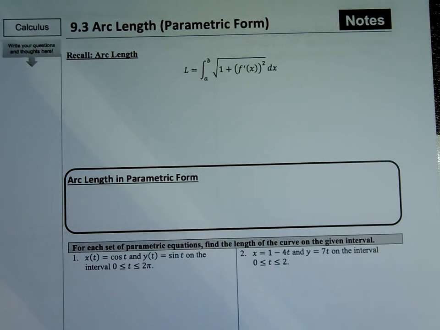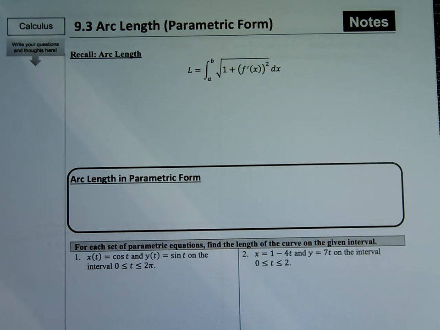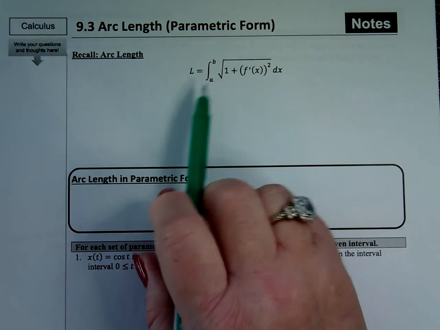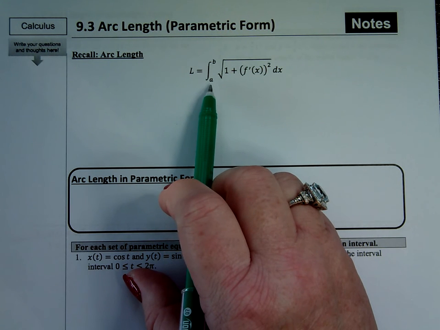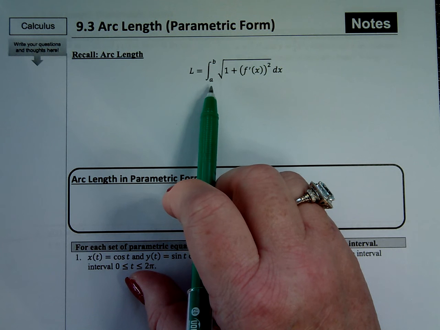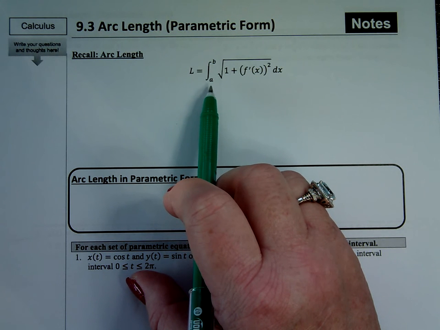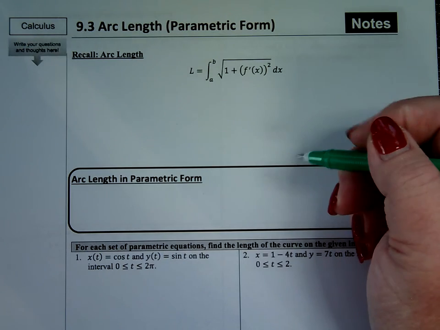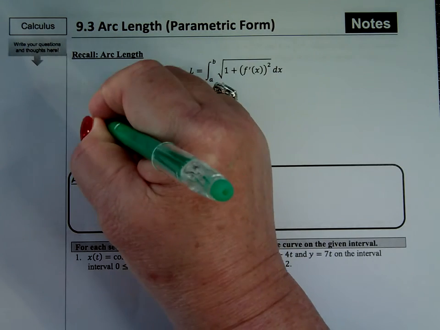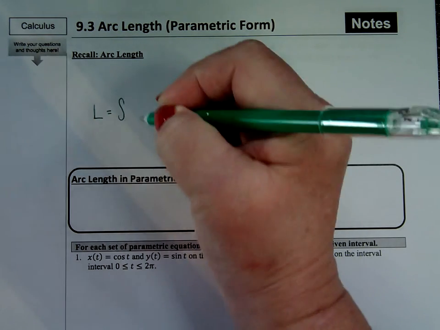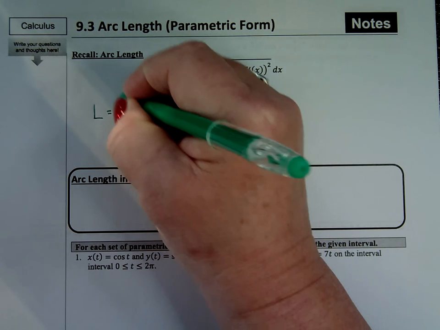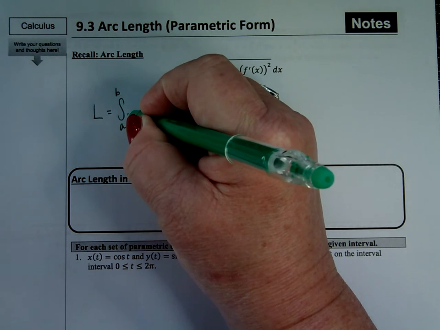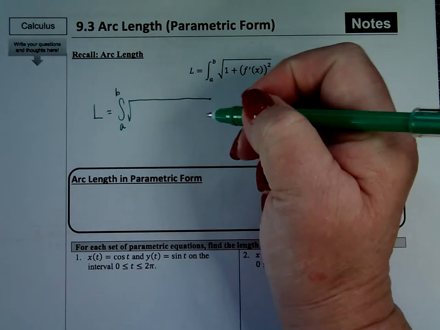AP Calc BC kids, here we go with arc length with parametric equations. It actually comes off of the same formula that you learned back when we were doing arc lengths for curves in the rectangular form. But here's the parametric form. It's going to be the same thing, but here's what it actually comes out to be. I'm not going to give you the full throttle of this. If you look at the curriculum video from Flip Math, they'll do the whole derivation of where this comes from.